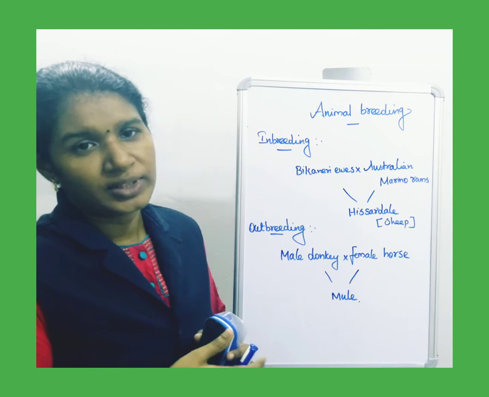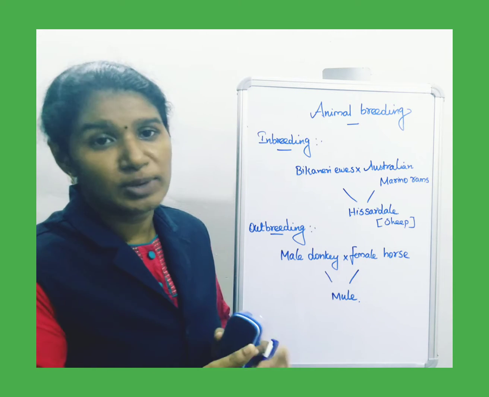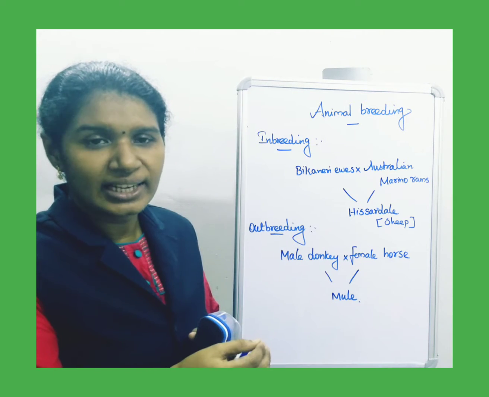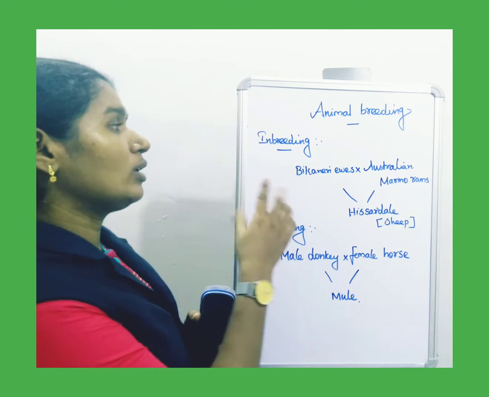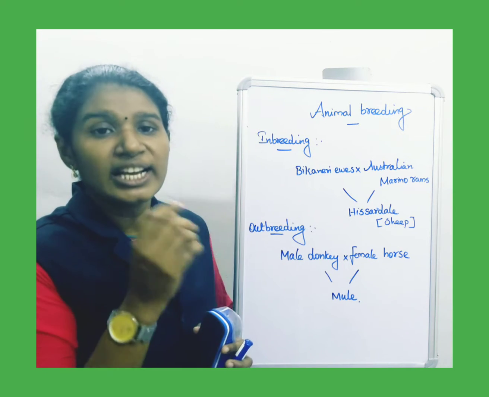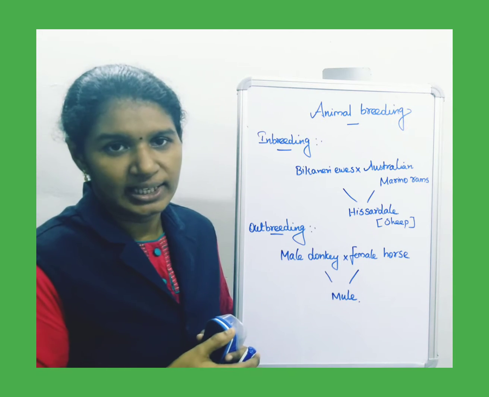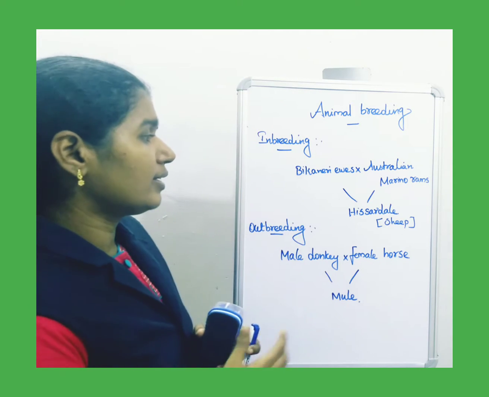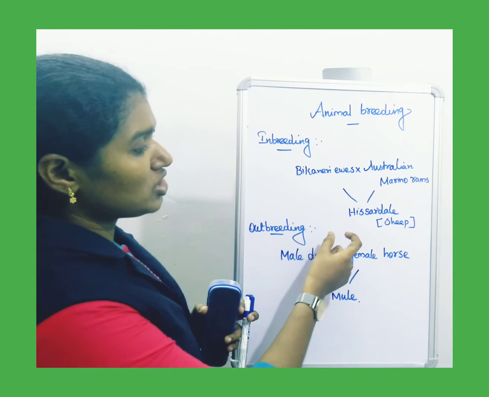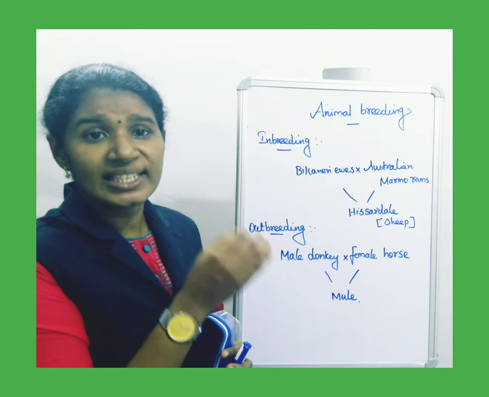What is inbreeding? Breeding between closely related animals, within the same species. For example, a superior male and a superior female of the species are crossed, so we can gain desirable characters. That is called inbreeding. One example given is Bikaneri ewes and Australian Marino rams, producing a new variety of sheep called Hisardale sheep. So it is an inbreeding method.